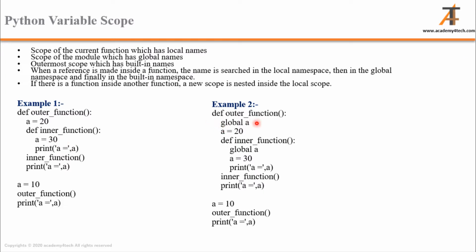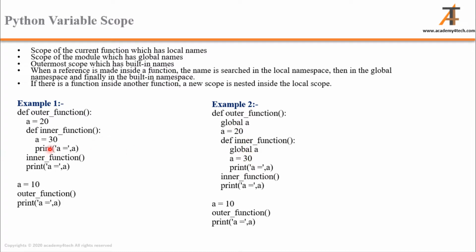Looking at example 2, we are considering A as a global. If you make any changes inside or outside the function, it will be reflected back in A. So if you change anything in A inside the function, it is automatically reflected: A equal to 20, so the value of 20 will be changed to 30.